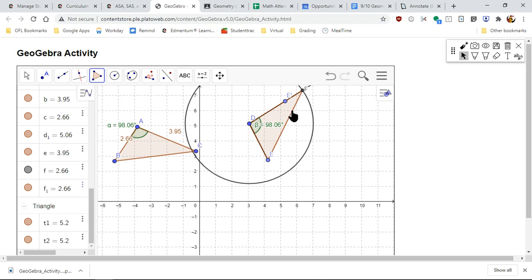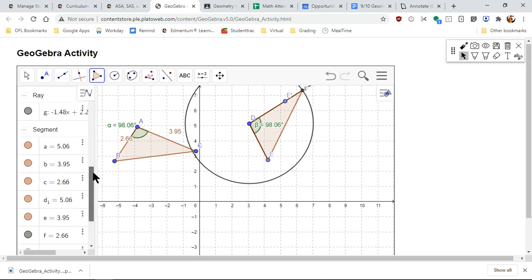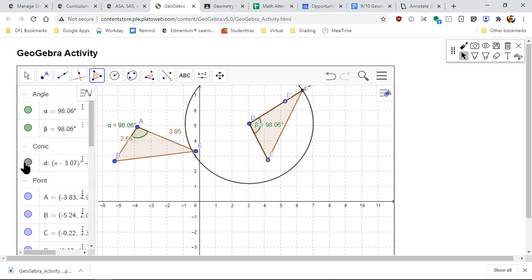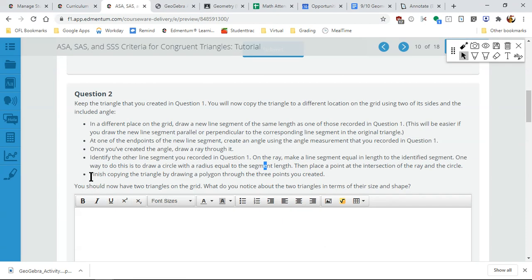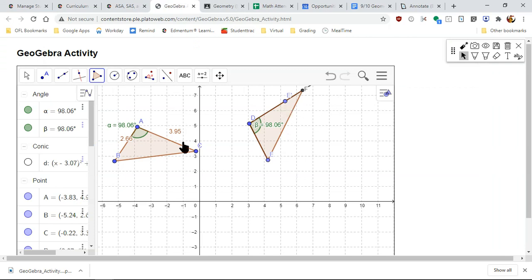So I don't want to look at this circle. If I want to hide it, I can go to conics. Conics are your circles, your ovals, all of that. I'm going to hide it, and I can still see my shape. Had I not done the polygon, the point F would have disappeared because the circle was gone. All right, so we did that. Now we have this triangle, this polygon.